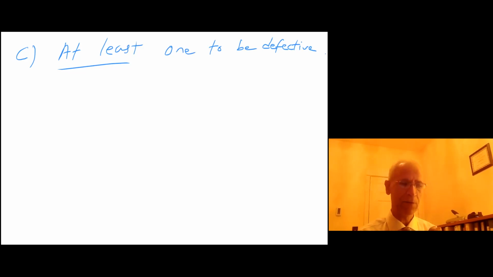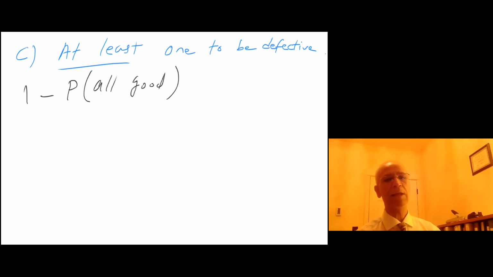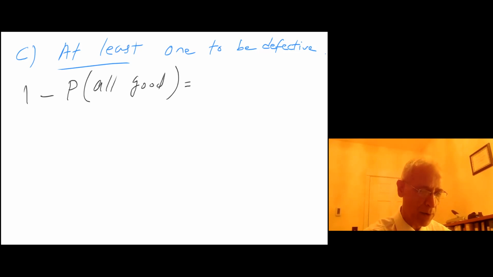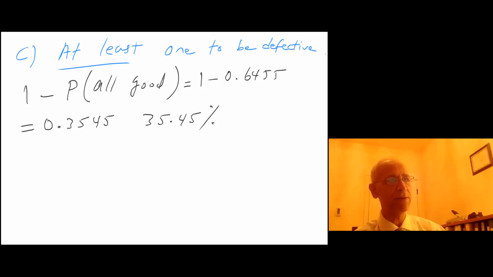But there's an easier way. We can use the complement. So we can use the fact that 1, which is also the same as 100%, minus the probability of all of them to be good, gives me the probability of at least 1 to be defective. So 1 minus, and I already have the probability of all good figured out, calculated in part A, 0.6455, okay? And that equals 0.3545 or 35.45% chance that at least 1 of them to be defective.